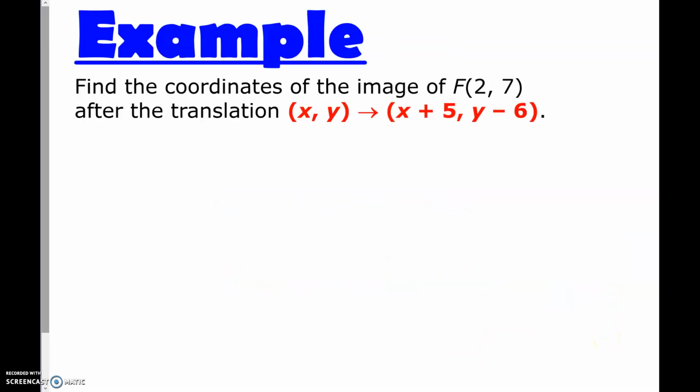All right, let's try a sample. In this one, we're going to take point F, and it looks like it's going to go to the right 5 and down 6. So it's like putting a 2 in here for x and a 7 in here. So this is your pre-image, and the resulting image after the translation is going to be (7, 1).